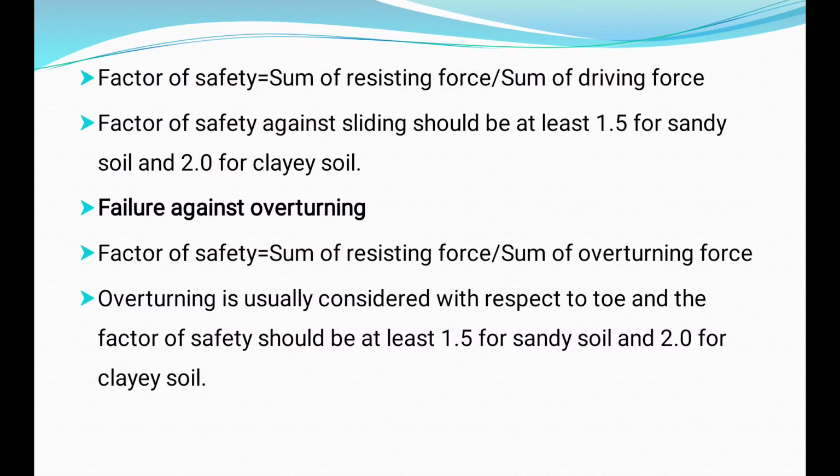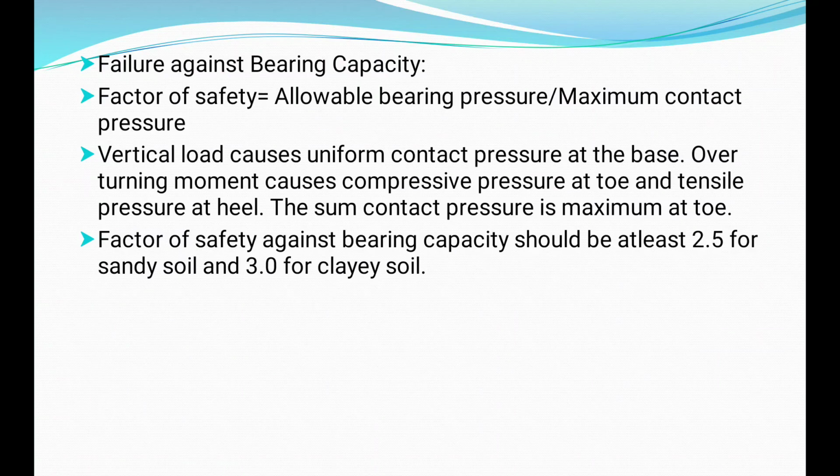Second one is failure against overturning. Due to pressure, the retaining wall tends to overturn. Here factor of safety is calculated by the ratio of sum of resisting moment to sum of overturning moment. Overturning is normally considered with respect to the toe, and factor of safety should be kept at 1.5 for sandy soil and 2 for clay soil.